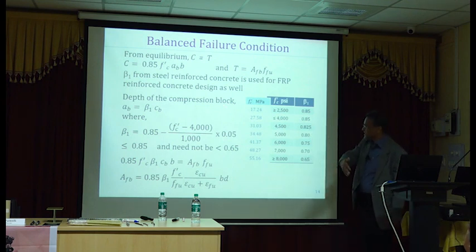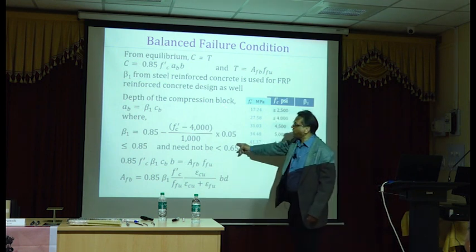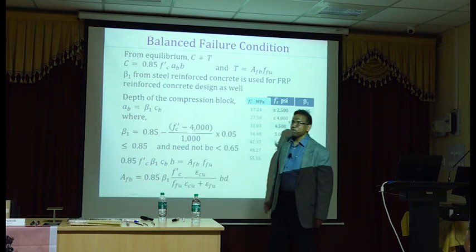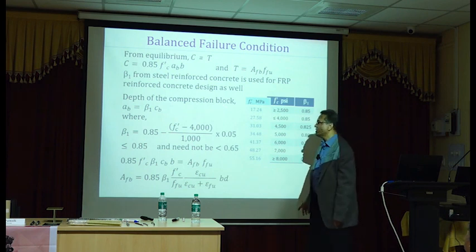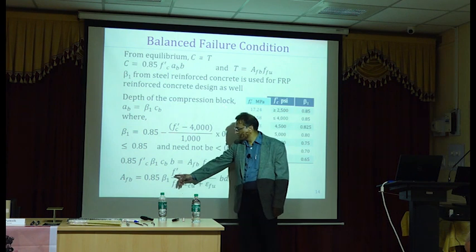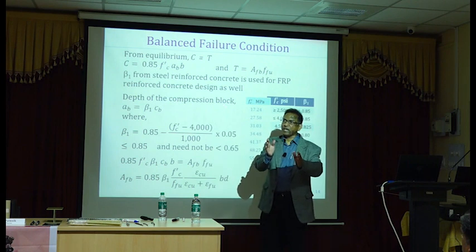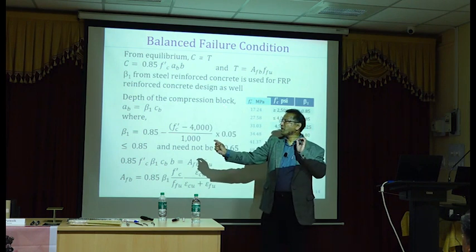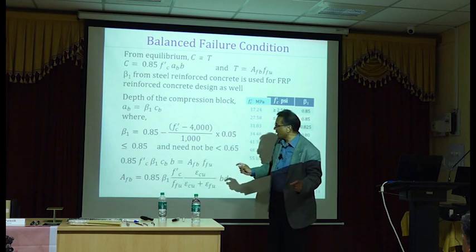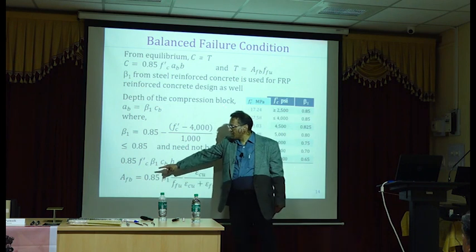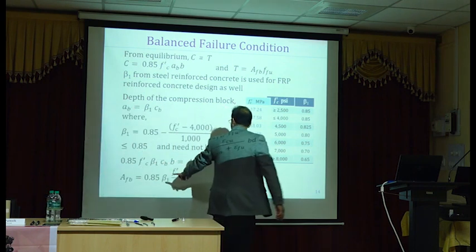So whatever I said until this point, I just wrote it down here. So I have beta 1, I have an expression for Afb, which is the area of FRP for balanced condition, and you will see, let's say everything is the same for a steel reinforced beam and an FRP reinforced beam. You have area of steel the same as area of FRP bars. In that case, what would be the effect on Afb? What would be the effect on Afb?